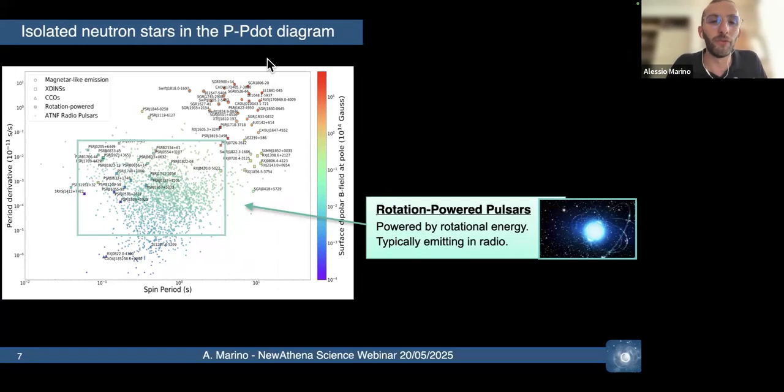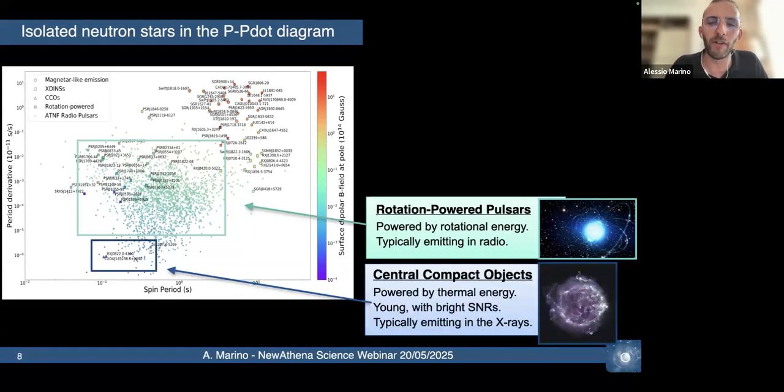These are all isolated neutron stars. In this plot, the different colors are coded for the different magnetic fields. From blue to red, we have low to high magnetic fields. And the labels are for neutron stars that we observed in the X-rays. Now, we distinguish four main classes in the P-P dot diagram of isolated neutron stars. We have, again, rotation-powered pulsars, powered by rotation, emitting typically in radio, but actually we also observe them sometimes in X-rays and gamma rays.